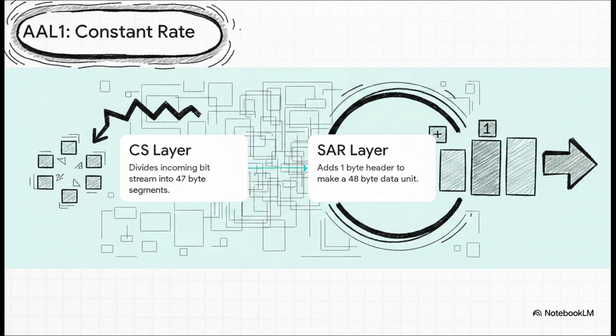It works in two distinct steps. First, the convergence sublayer, the CS, takes the incoming bit stream and divides it into 47-byte segments. Then it passes that down to the segmentation and reassembly sublayer, the SAR. The SAR adds a 1-byte header to track sequencing, and 47 plus 1 gives us exactly the 48-byte data payload we need.